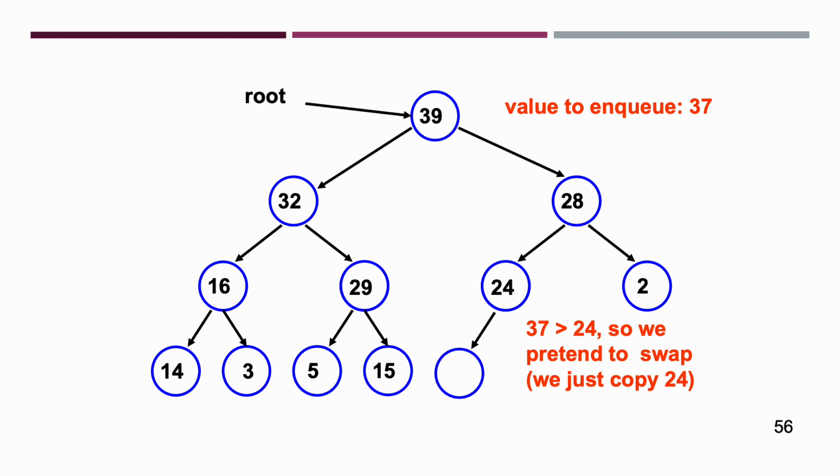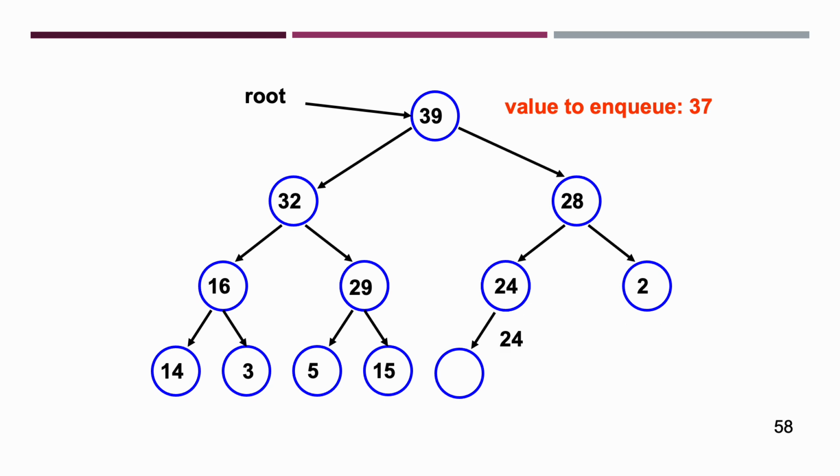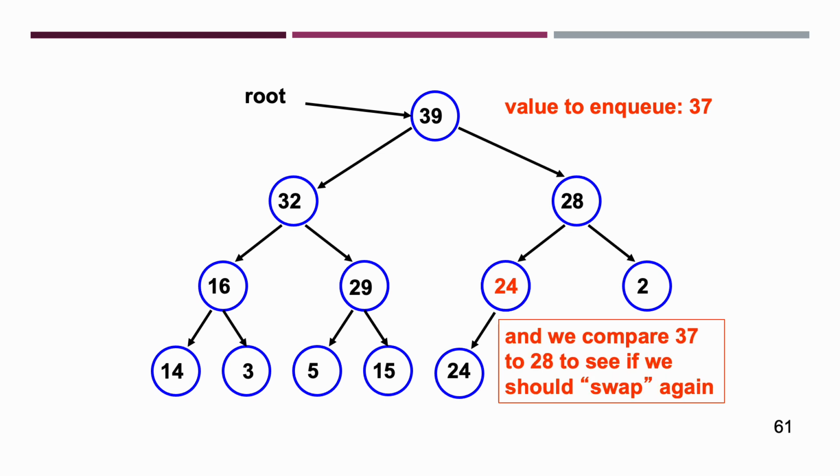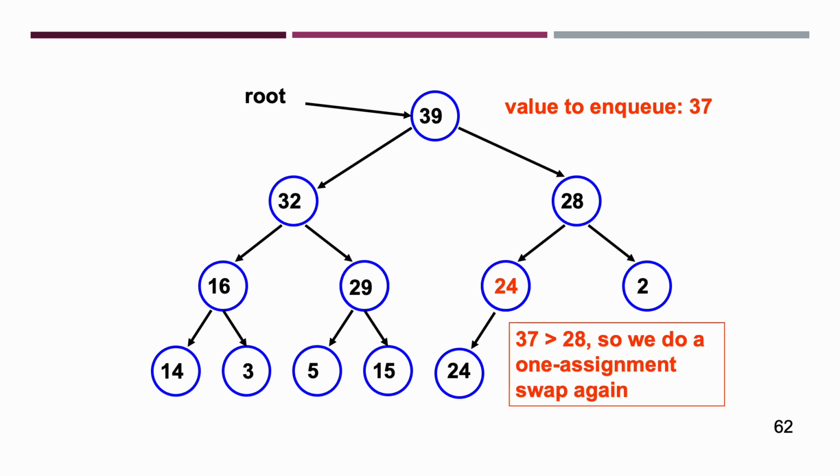24 is the parent, so we pretend to swap. We just copy 24 here. We now pretend 37 has been placed here, and we compare 37 to 28 to see if we should swap again. So 37 is greater than 28, so we do a one assignment swap again.